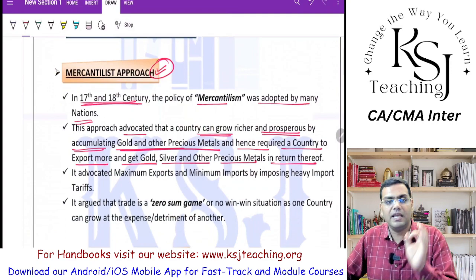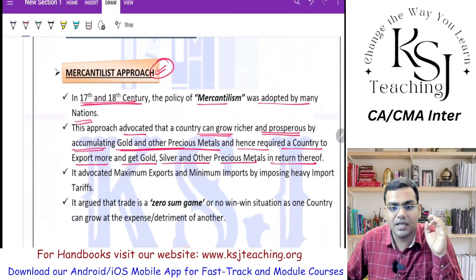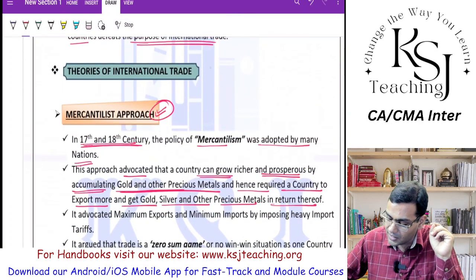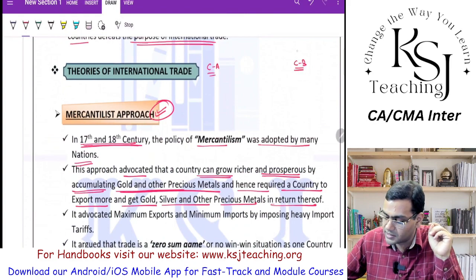So basically, as per the mercantilist approach, this is how international trade was conducted. Let's say there is country A, right, and there is country B. Now country B wants some wheat, right?